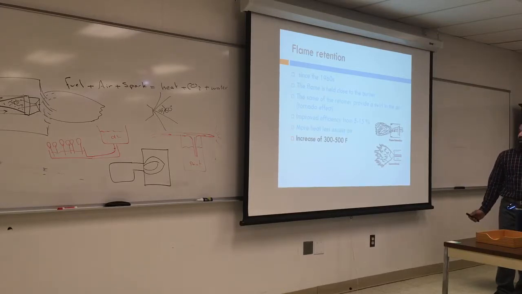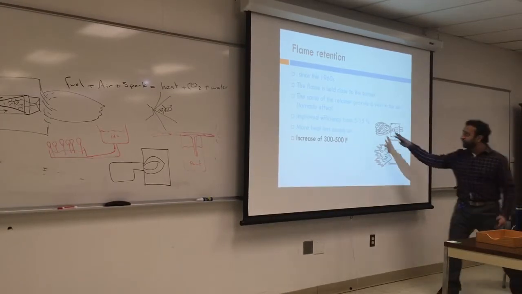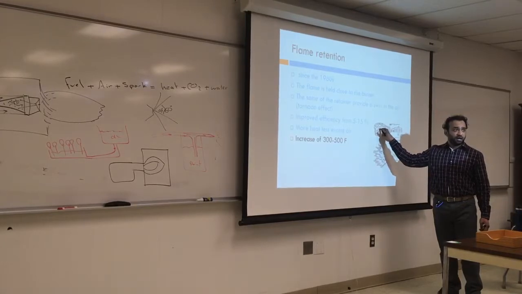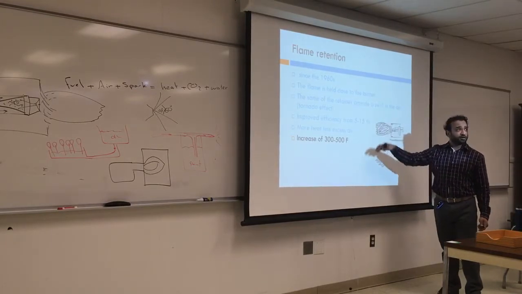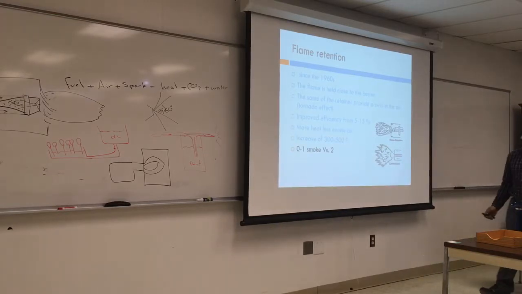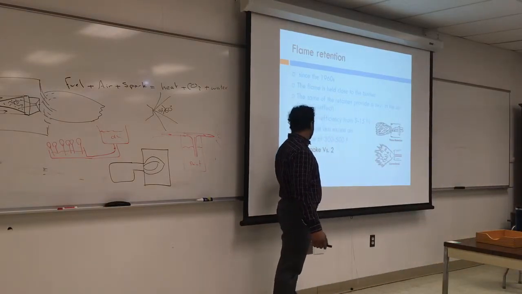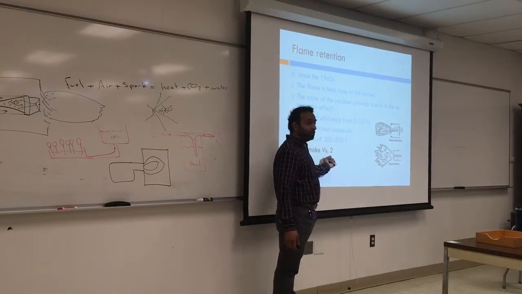Increase of temperature from 300 to 500 degrees Fahrenheit inside the chamber. So the flame will always be around 600 or 500. However, you want the entire chamber to be around 500 and 600. Smoke has decreased from 0.1 to 1, from 0 to 0.1, and it used to be 2 before.